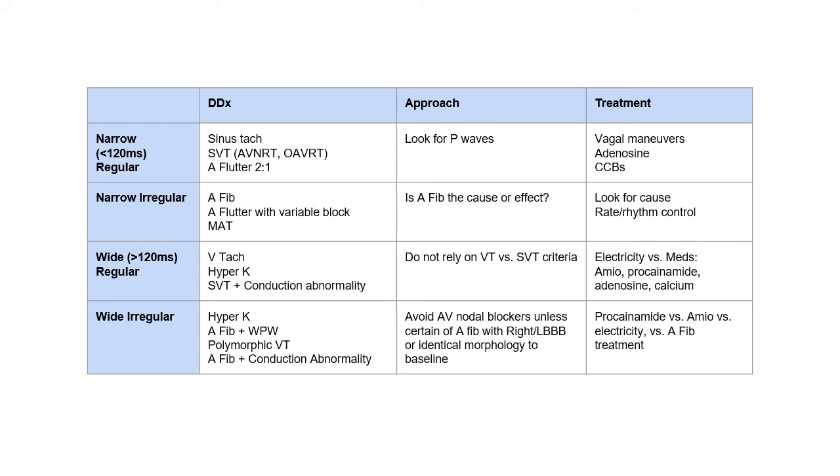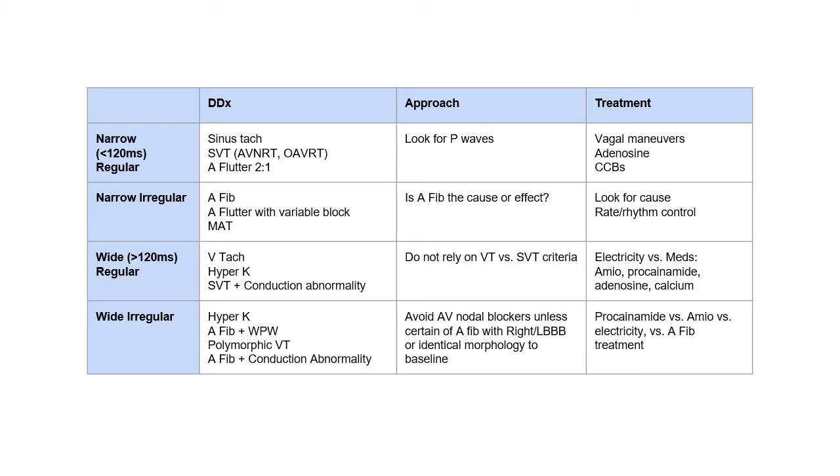So in our approach, we look for P waves, okay? And if there are P waves present, then we think sinus tach. If there's not, then it's either an SVT or atrial flutter. P waves we also see with atrial flutter as well.